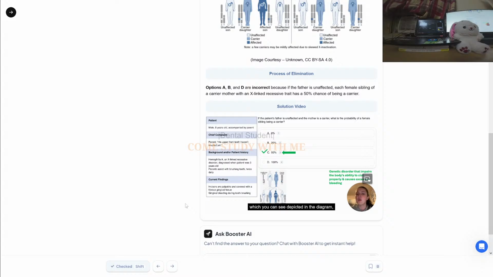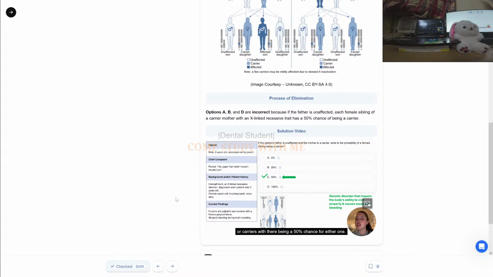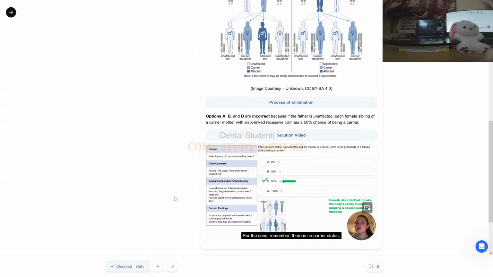In this scenario, which you can see depicted in the diagram, there are 2 options for the daughters. They're either unaffected or carriers, with there being a 50% chance for either one. For the sons, remember there is no carrier status, so they will either be affected or unaffected with a 50% chance of either as well. Now this is definitely the correct answer choice as this is the inheritance pattern for any X-linked recessive condition.